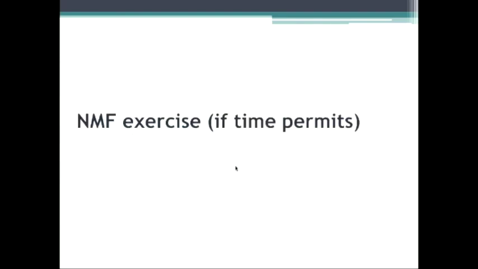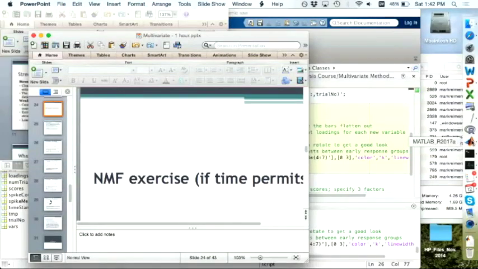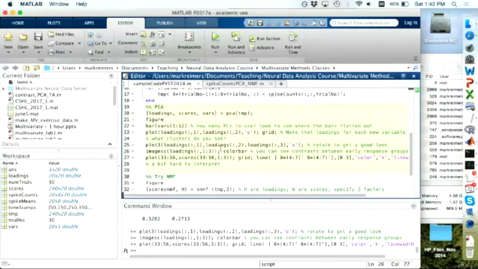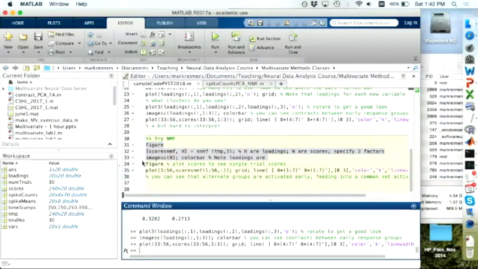I think we have time for the exercise. So if we go back, it'll take 2 minutes. So again, using the same data, I'm going to reconstruct. I'm going to decide that there are 3 factors, and I'm not going to go through the whole justification of that, but let's take a look at those.